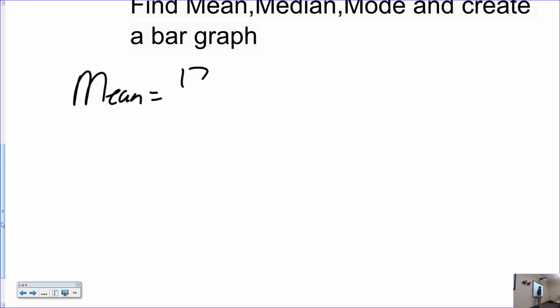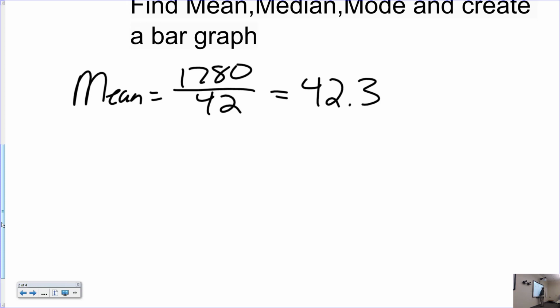So, the mean is 1780 divided by 42. What did that work out to be? 38. Please round accordingly. Median.